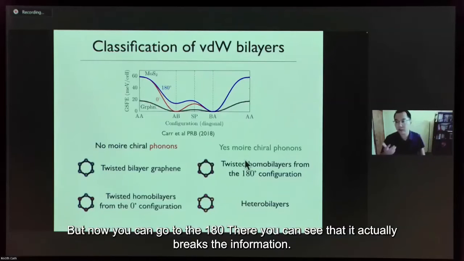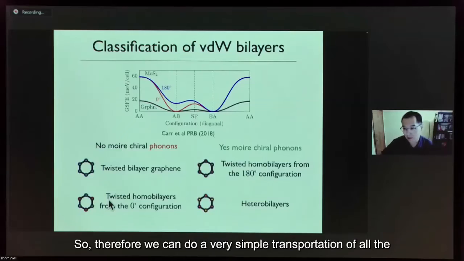So therefore, we can do a very simple classification of all the van der Waals bilayers. Twisted bilayer graphene has no chiral phonons. If you consider other homobilayers, let's say BN and the TMDs, if you twist from the 0 degree configuration, the stacking energy still has inversion symmetry, so you don't have chiral phonons. But if we twist the homobilayer from the 180 degree configuration, or any heterobilayers, you would break inversion symmetry and have chiral phonons.